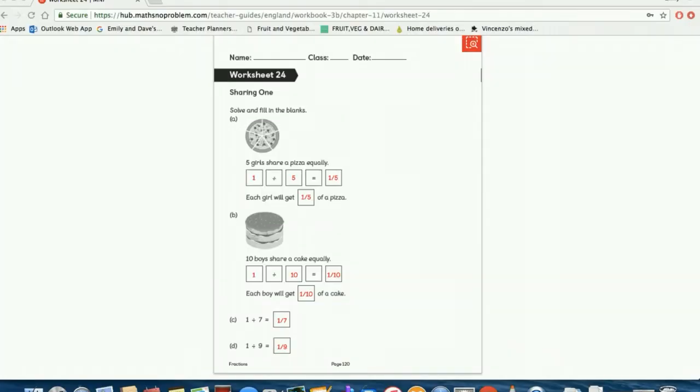Here are the answers from yesterday's workbook. Pause the video to see if you were correct. If there's any that you're confused about or any questions you've got, send Miss Downing or Miss Lopez a message.